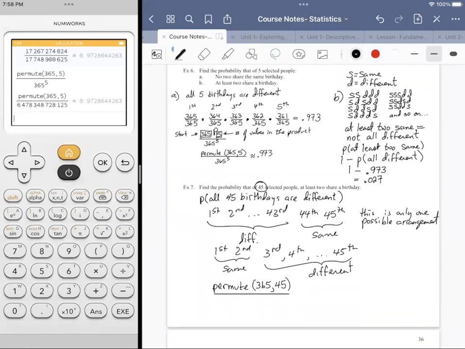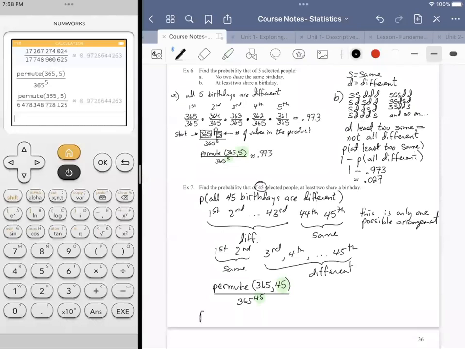Over 365 to the 45th power. So all I'm doing here is taking whatever I had as the second value, because the number of days in the year isn't going to change, right? It's just the number of people involved in the permutation. So that second number and the exponent go from 5 to 45. All right, now that's the probability that all the birthdays are different.